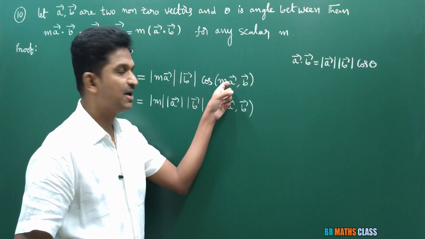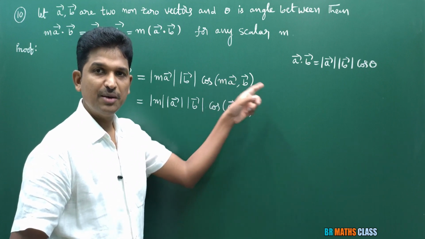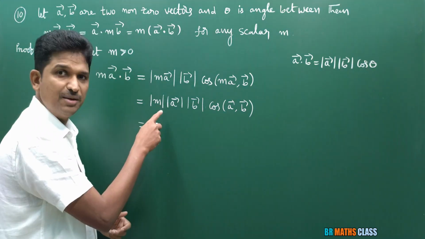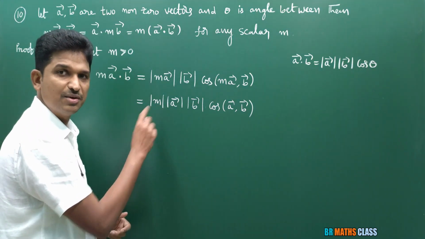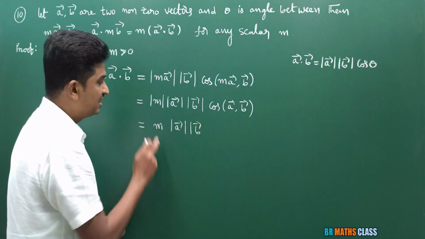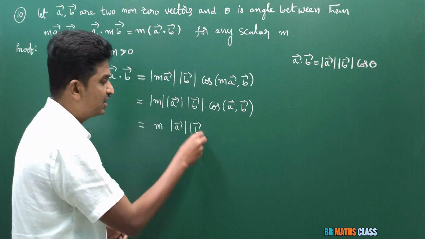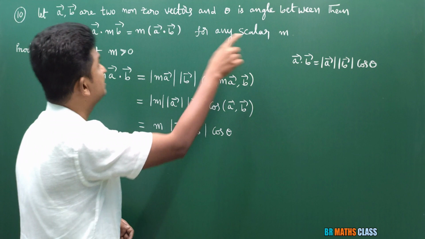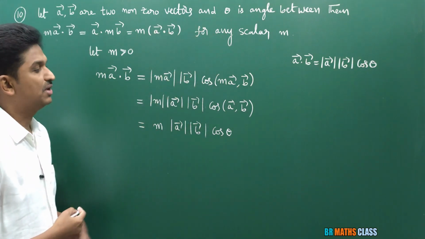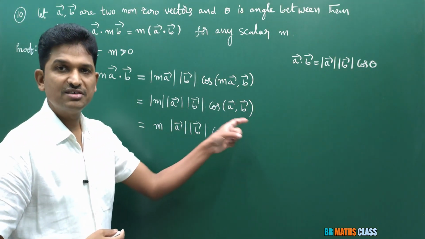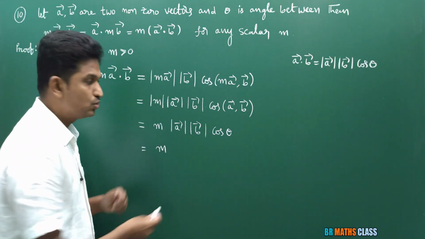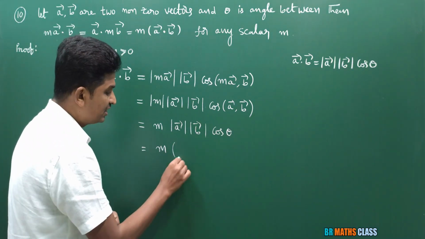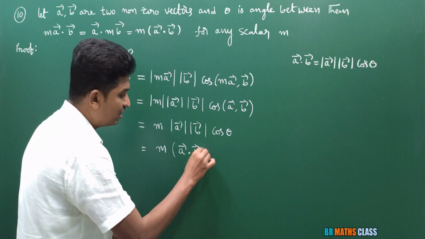What I said, as M is positive, the angle between M A bar, B bar is the same as the angle between A bar, B bar. Here M is positive, right? So modulus of M is what? Modulus of M is M only. M into modulus of A bar into modulus of B bar into cos theta, where theta is the angle between vectors A bar and B bar. You observe this, what is this? This is A bar dot B bar. So, M times A bar dot B bar.